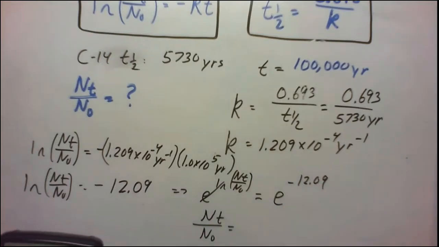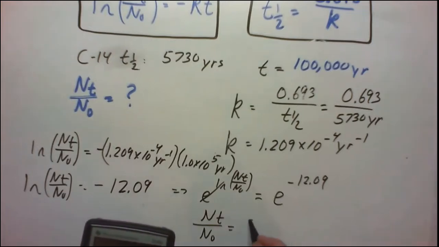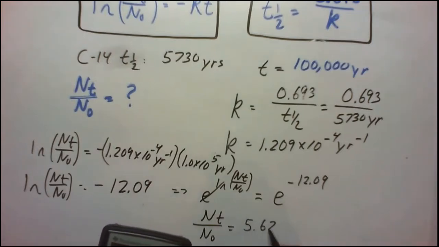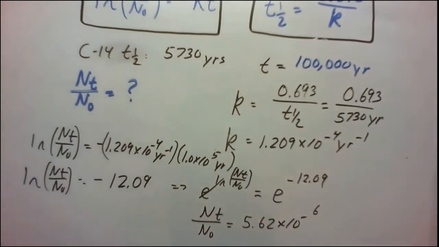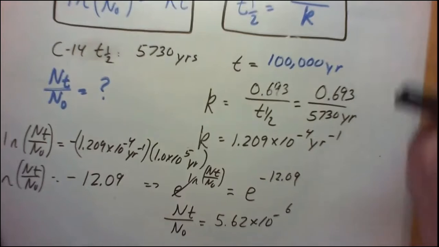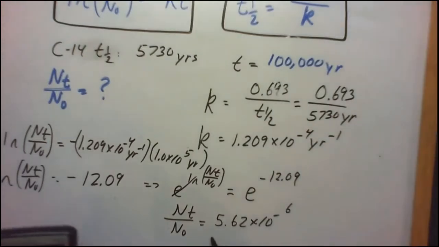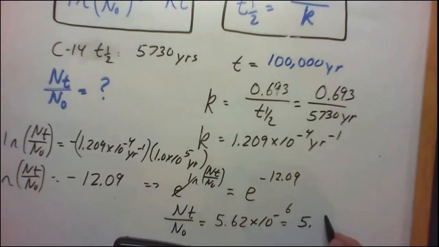So we have e to the negative 12.09 is equal to 5.62 times 10 to the minus 6. So that's a fractional ratio. And then to find percentage, of course, we'll multiply that by 100%. And when we do so, that's in fraction, but in percent form, multiply by 100%, and we get a value of only about 5.62 times 10 to the minus 4%.